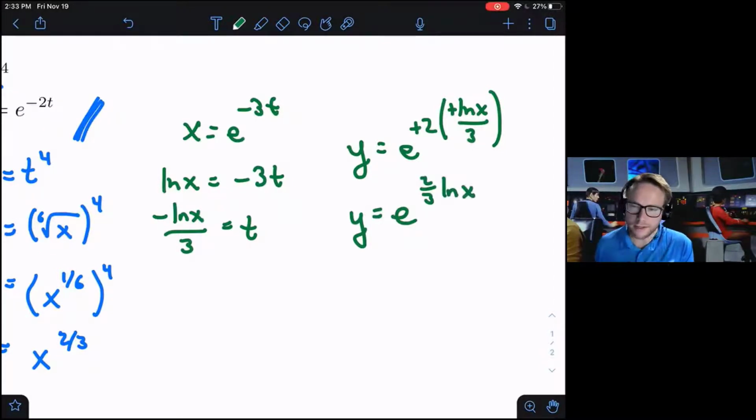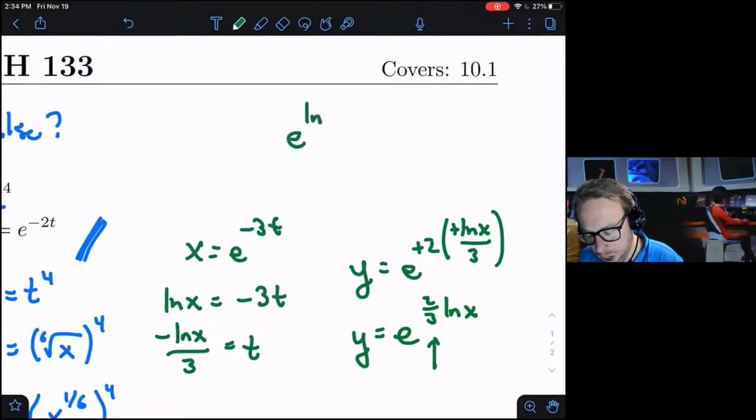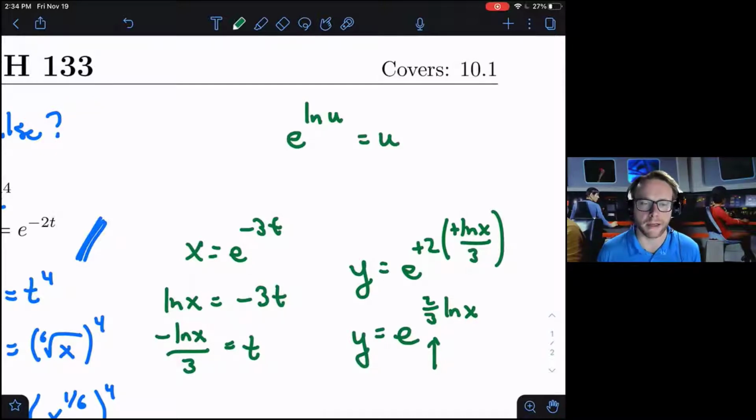And I remember that e's and natural logs are inverses of one another. If we had them back to back here, they would just cancel out and we'd be left with whatever's on the inside. Unfortunately, we have this 2/3 blocking us there. If I could somehow get rid of that 2/3 as my coefficient in front of the natural log, then I can use this great property: e to the natural log of u is just equal to u. This is the inverse property that e and natural log share.